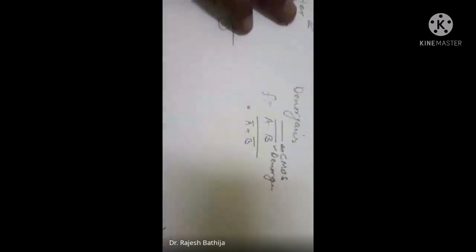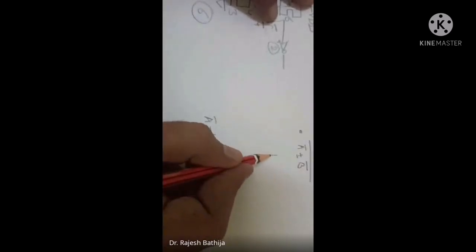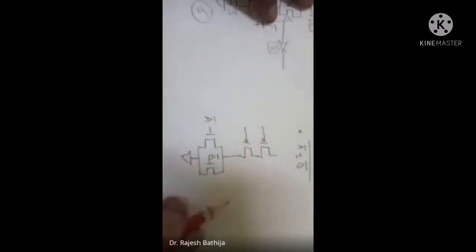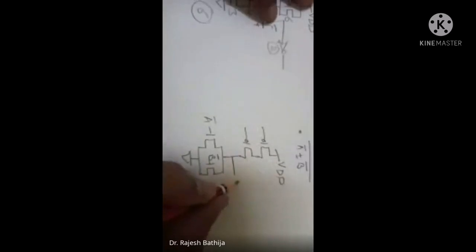Now, if I build this with CMOS, A bar plus B bar, here it is A bar, here it is B bar. This plus indicates parallel in the pull down network, so that's why we put it over here. And A dot B, the dual of this, will be over here, so it is the series connection. We have to put it over here. Here, this will be the output. So this is your A dash, B dash.